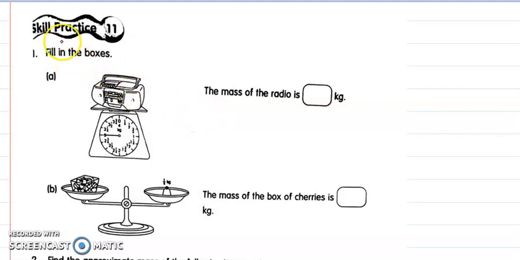And in this lesson, we are going to complete the skill practice 11 for the unit mass. In our previous lesson, we discussed mass. We learned about approximating mass, approximating mass to the nearest measurement unit. We also learned about estimating mass. And then we did different activities about that.